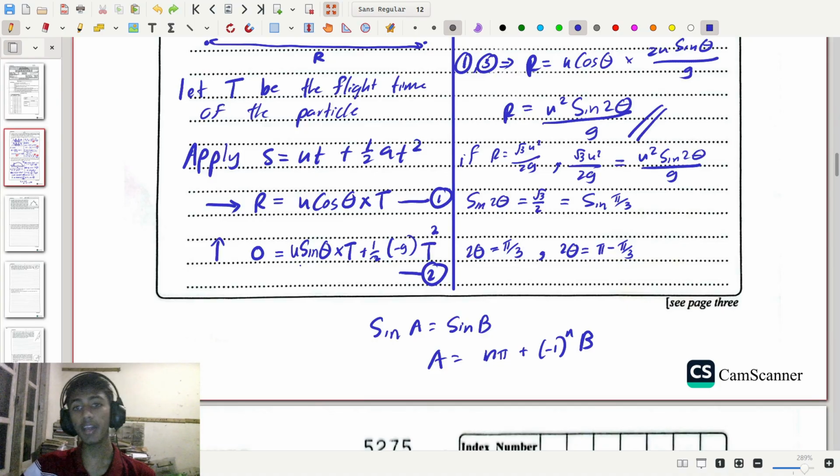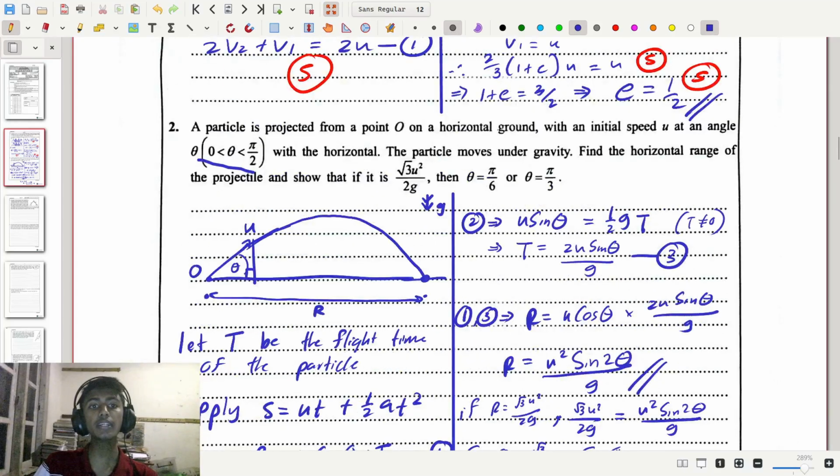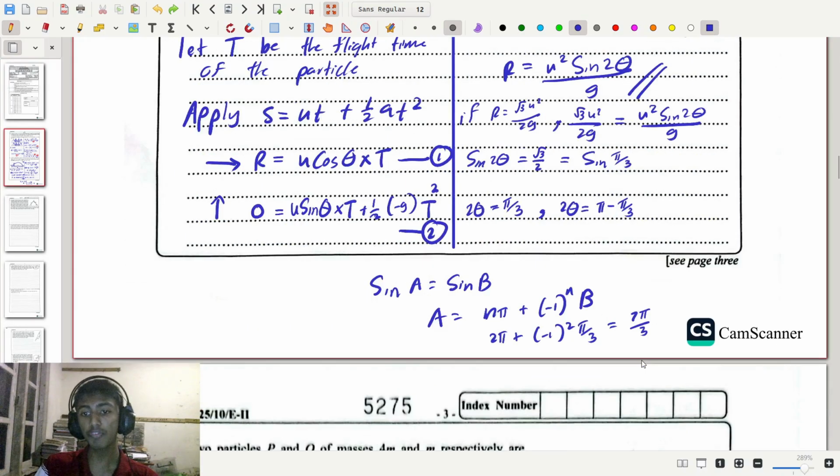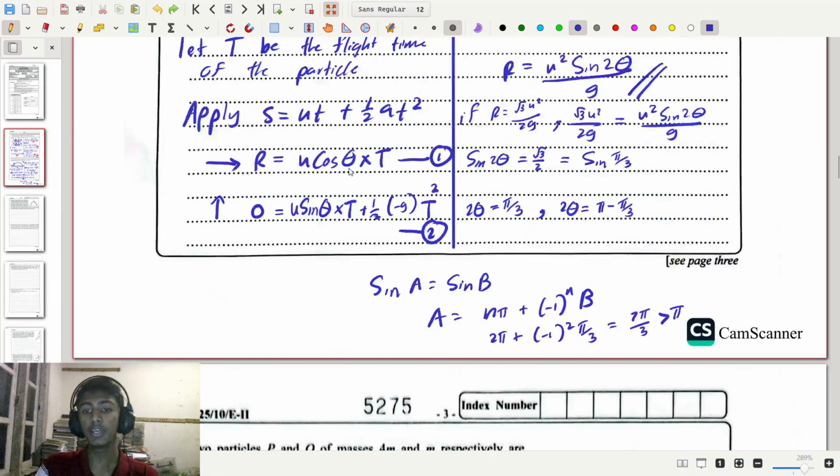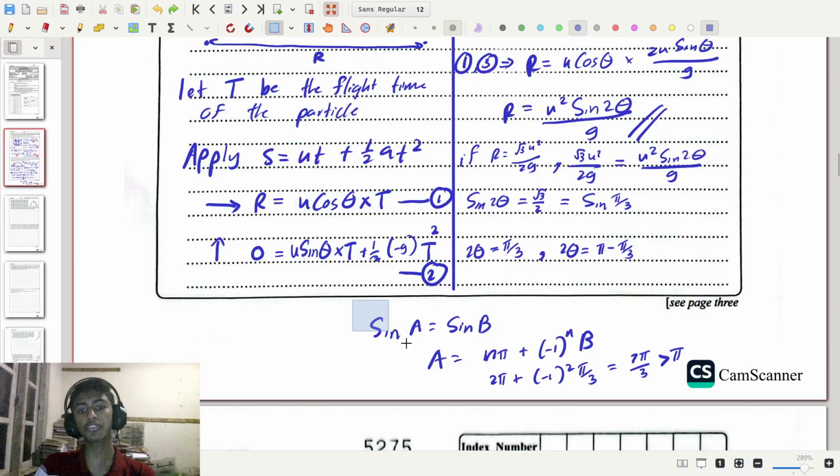Now we cannot have any other values after this. We cannot, for example, have n equals 2, where we have 2 pi plus negative 1 to the power of 2 times pi by 3, because if you simplify, that is going to be equal to 7 pi by 3, which is greater than 2 times pi by 2. 2 times pi by 2 is of course pi, which is the limit of our angle 2 theta, since theta can only be between 0 and pi by 2. So 7 pi by 3 is greater than pi. Even the largest value of theta that we can allow is still too small. So any other solutions outside of this range are invalid.